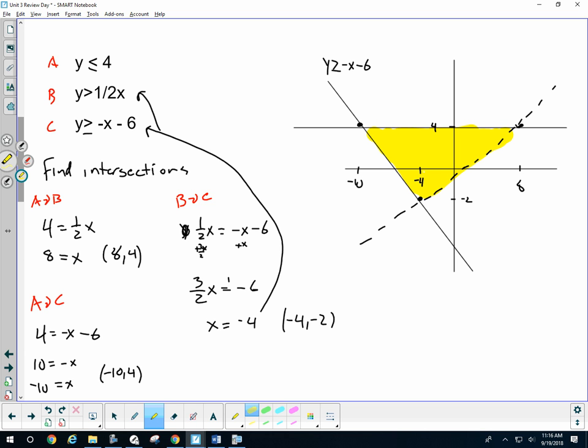Okay, finding the intersections helps us sketch the graph, and then helps us find the exact region. Now, it's important to realize that it's points in the region that are solutions. It's points in this region that satisfy all 3 of the inequalities, including points on the line would also work. Points on these lines as well.